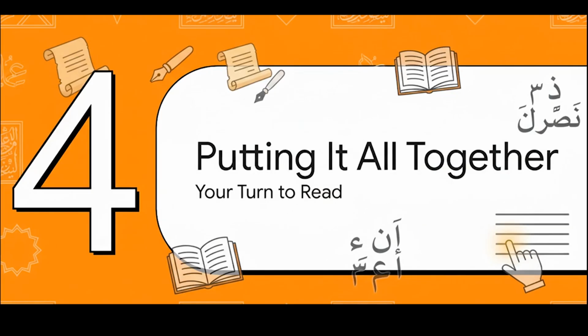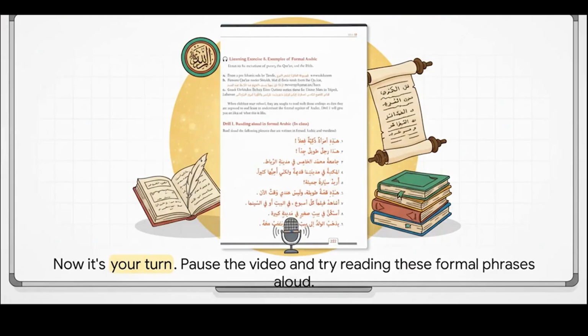All right, we've covered new letters, we've covered formal endings, and we've covered the history. Now for the most important part. Let's actually put it all into practice. It's your turn to apply everything you've just learned and really make it stick. Okay, so on this slide, you can see a few phrases written in fully vocalized formal Arabic. And yes, they include the tanween endings we just talked about. I want you to literally pause the explainer right now and try reading each one out loud. Seriously, don't worry about being perfect. Just focus on applying the rules and sounding it out. Go on, give it a try.